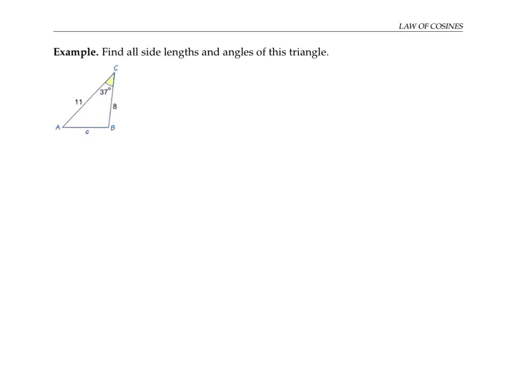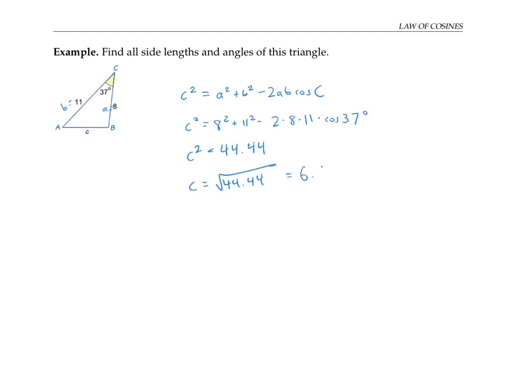Let's use the law of cosines to find the side lengths and angles of this triangle. By convention, I'm going to call the side opposite angle B side little b, and the side opposite angle A side little a. Since we know two side lengths and the angle between them, we have all the information on the right side of the law of cosines. So I'll plug that in and use a calculator in degree mode to find that c squared equals 44.44. Taking the square root, I get that c equals 6.67.